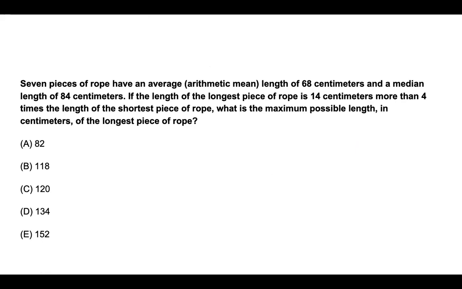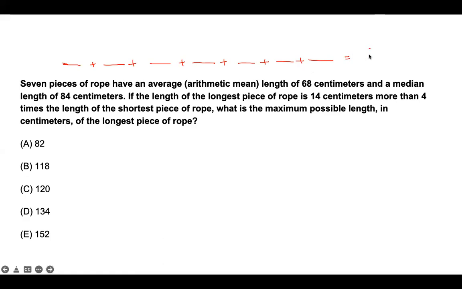This is a very interesting question. If you're able to solve this question, you are very much familiar with this concept now. So just quickly try to solve this question. In this question, we are given that 7 pieces of rope have an average length of 68 centimeters. So we have now 7 pieces, 1, 2, 3, 4, 5, 6, and 7, and the average length is 68. So we know the average and we know the total number of terms.